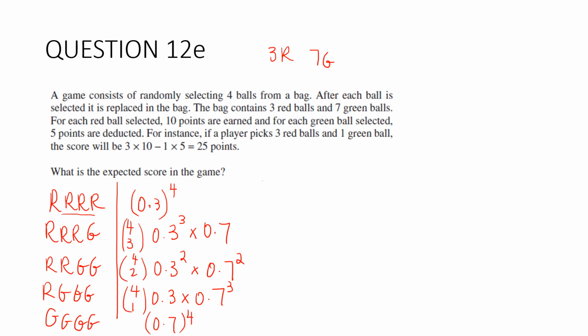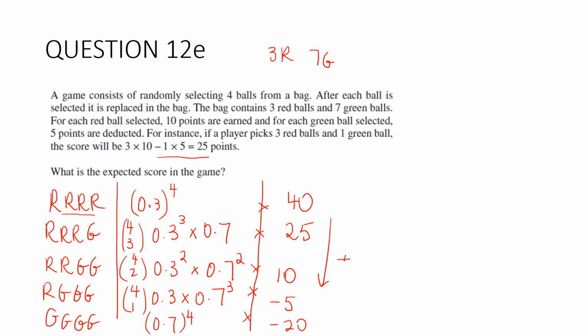Now we need to work out the points total. We've all been told this one. This is 3 red and 1 green, so that's 25. If we picked 4 reds, we would get 40 points. 2 reds and 2 greens is 10 points. 1 red, 3 greens is -5, and 4 greens would be -20. And it's a matter of multiplying these together and then adding them up. Now I'm not going to bore you with that calculation. When you do that, you get your expected score is going to be -2.